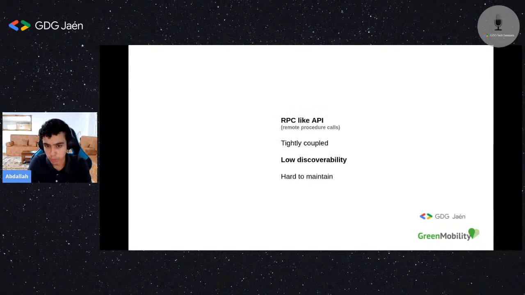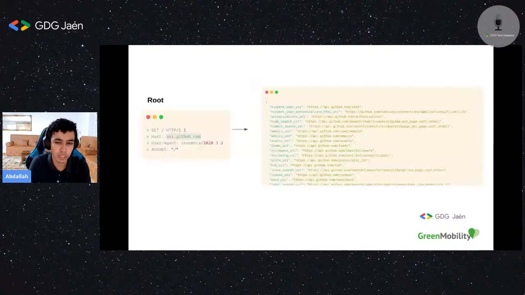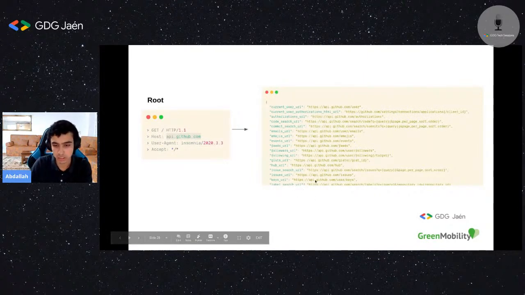Finally, the problem of low discoverability. As we were talking about RPC, we don't know what kind of functions we can expect. We have to read the documentation, and it's not enough sometimes. But in a REST API, this is actually a call to the GitHub API. This is a real call. It's just a long list of things, so I just trimmed it.